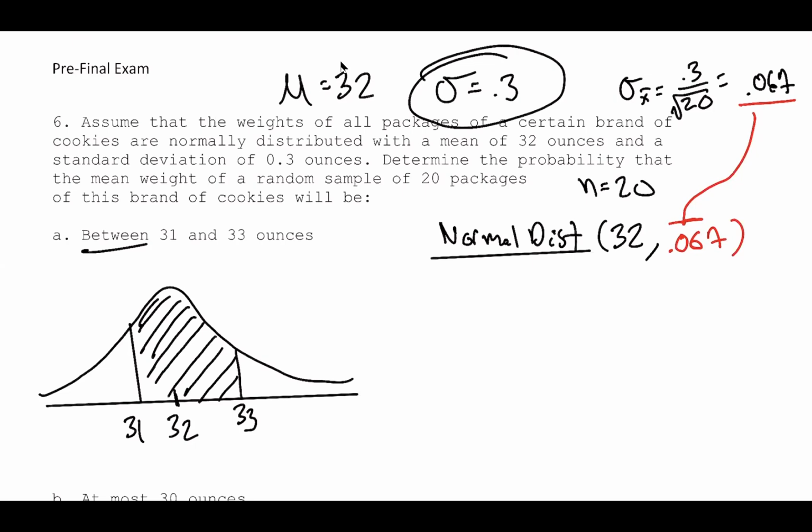All right. So once again, since we're finding the probability, you want to use CDF. For CDF, you want to make sure that you enter your lower bound and your upper bound. So my lower bound is 31, my upper bound is 33. So now I'm going to go ahead and switch over to ClassCalc, and I'm going to get the answer for that.